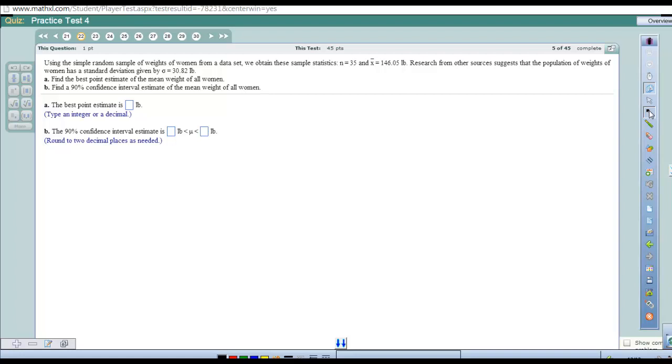Okay. All right. Let's see. Find the best point estimate. We know it's the sample mean. Find the 90% confidence interval. Again, with this one, what type of tests would we do? Or what type of interval, Z or T?